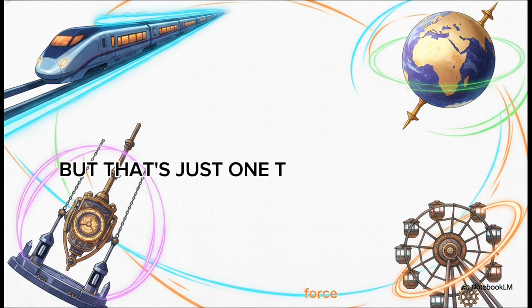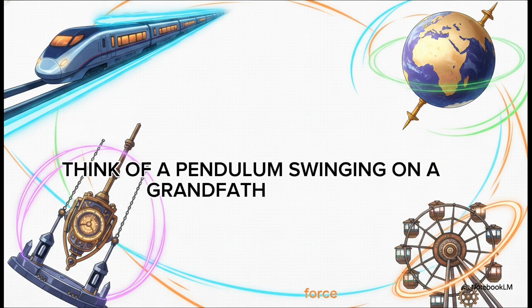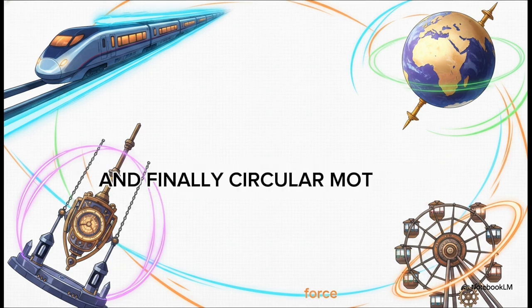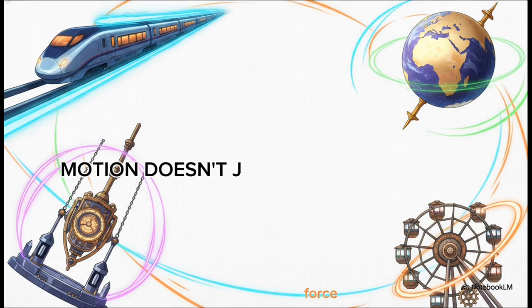But that's just one type. We've also got rectilinear motion, which is just movement in a straight line, kind of like a bullet train on a perfectly straight track. Then there's oscillatory motion, which is this vibratory movement that repeats at regular intervals. Think of a pendulum swinging on a grandfather clock. And finally, circular motion, like a Ferris wheel going round and round. But here's the thing, motion doesn't just happen out of nowhere. It needs a push or a pull.